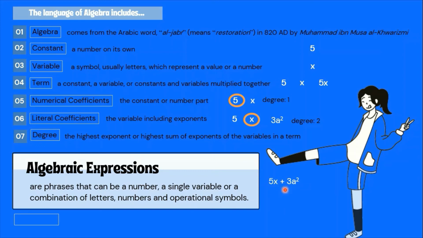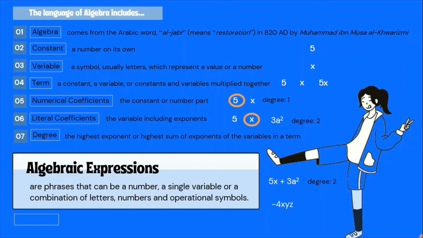At ang ating degree ay malalaman natin depende sa kung ano yung mas mataas na degree nitong dalawang to. Yung 5x, ang degree niya ay 1. Ito naman na 3a squared, ang degree niya ay 2. So sa kanilang dalawa, mas mataas yung 2. Therefore, ang degree ay 2. Hindi natin sila pwedeng ipag-add dahil separated sila by a symbol. Magkaiba silang term.